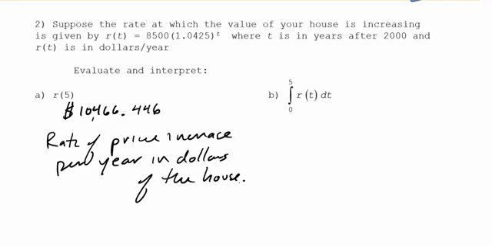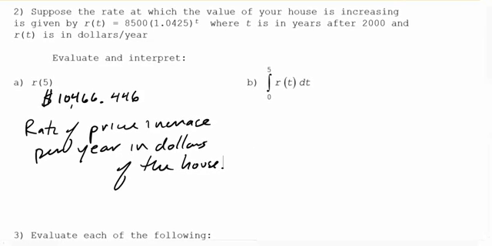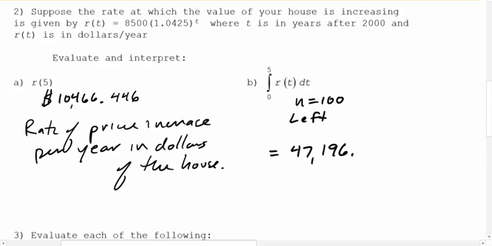Okay. So, anybody able to get the integral or an estimate of the integral for the next one? How many divisions did you use, Calvin? I used 100. N equals 100, it's a good one. And did you use left? Yeah. Okay, excellent. I like that. What'd you get? 47,196.580.